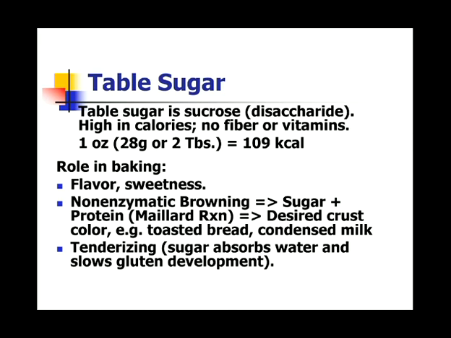And the other important function of sugar is that it has a tenderizing effect. Because sugar absorbs water. Remember we said gluten development needs two things, two processes. One is the gluten needs water. Two, in order for it to develop, it needs manipulation. Okay. Sugar has a natural tendency to absorb the water. It picks up the water, so it's going to slow down the gluten development. So it tenderizes it. That means the gluten does not get developed.